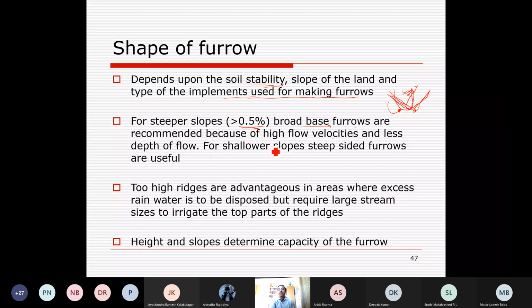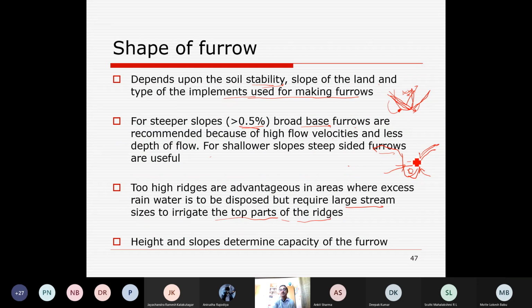For shallower slopes, and steep sides meaning perpendicular, furrows are useful, the reason being they are not eroding the soil. High ridges are advantageous in areas of excess rainfall, so we can have bigger or wider ridges to dispose of any excess rainwater that is discharged as runoff safely, but this requires a large stream size to irrigate the top parts of the ridges.